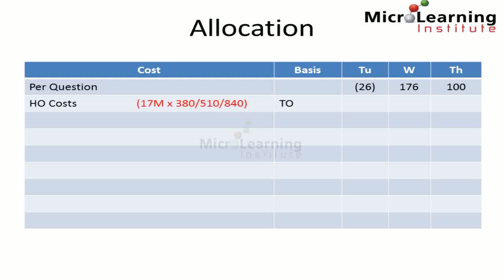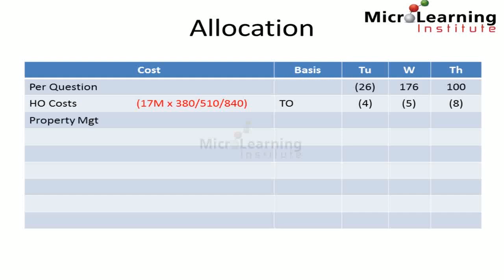Now, the total head office cost is $17 million, and the respective turnover is given to us in the question at 380 million, 510 million and 840 million. It's important to note that the turnover figures here include both the external and internal turnover. So therefore the 17 million allocated in these proportions to Chudo, Weedon and Thurso gives us an adjustment to profit as shown on this sheet.